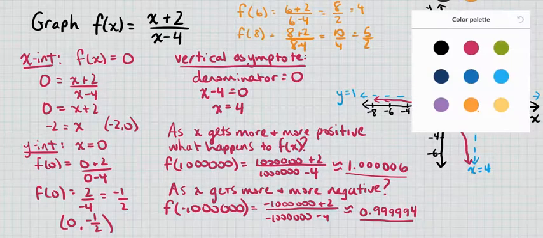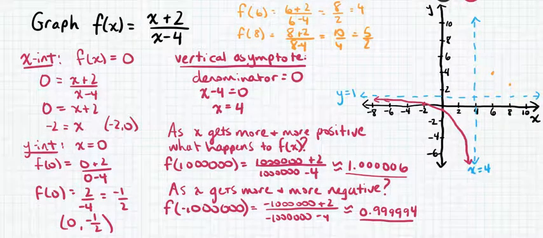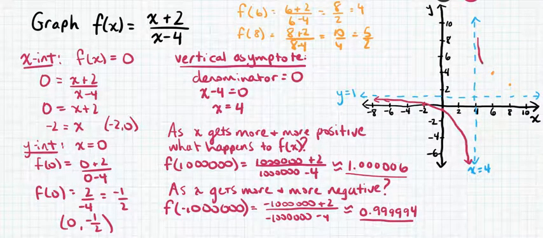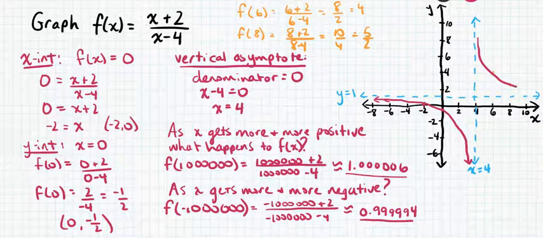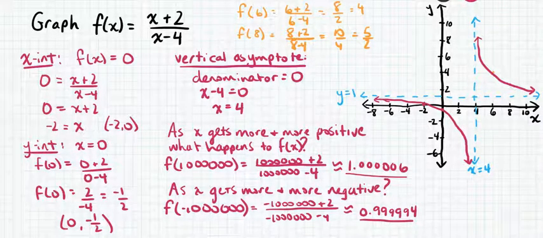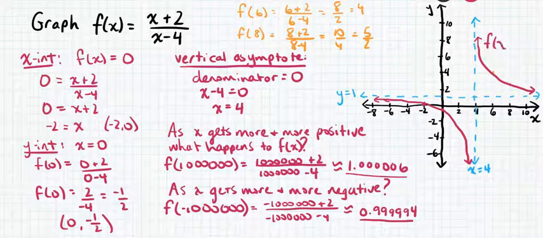Actually, I should probably do this in the same color as the rest of the curve. So that gives us enough information to draw in this portion of the graph that goes through those 2 points that we just determined and approaches the vertical and horizontal asymptote. So this is the graph of f of x that we just drew.